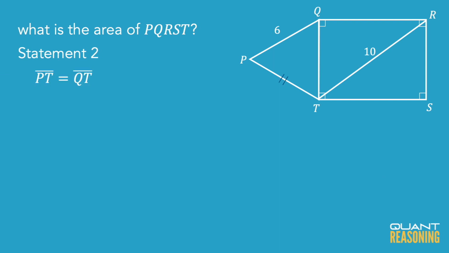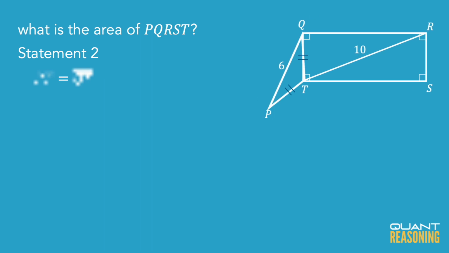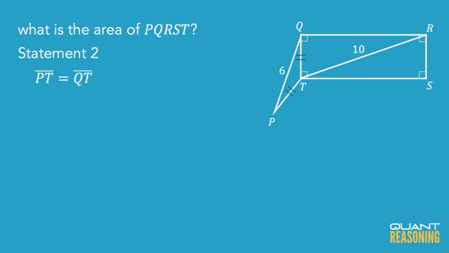Statement 2 on its own just tells us that this triangle is an isosceles triangle, but we've now lost the information about the rectangle, and even the isosceles triangle itself could have very different areas. So this one is not sufficient on its own either, and we can eliminate answer choice B.